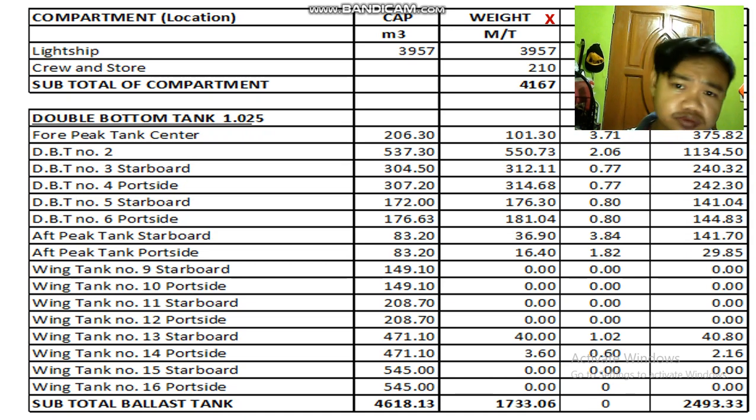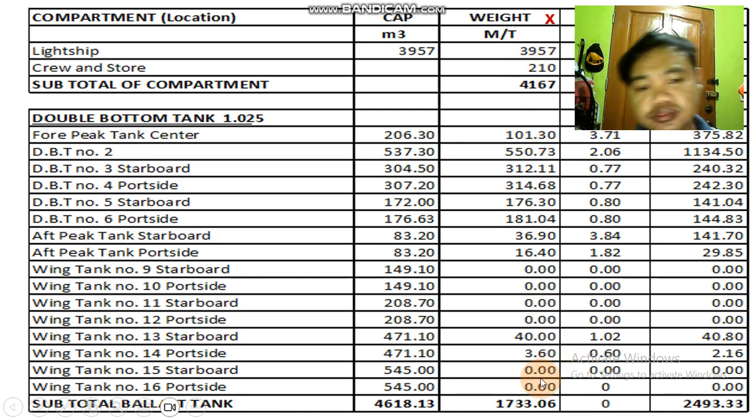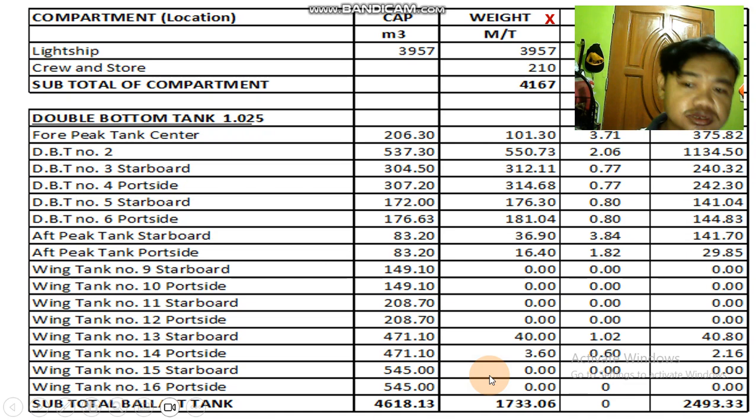We have the formula KG equals total vertical moments divided by the displacement. Again, how do you obtain the displacement? By adding up all of these weights. Let's just assume that these are the weights inside, because in actual practice we have a lot of weights in our ship that we should consider.